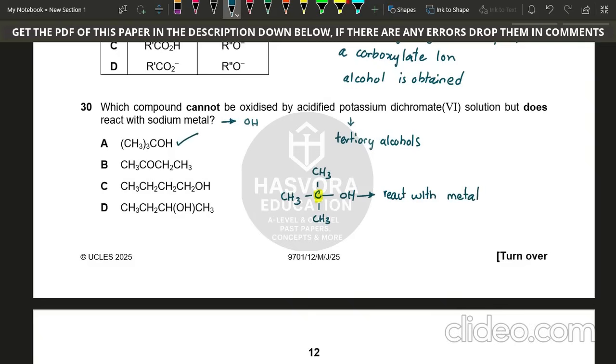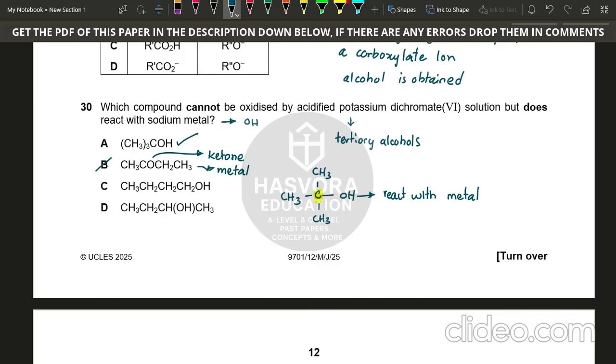Let's see the other ones as well. So the second one is actually CH3COCH2CH3. Now this cannot be oxidized because it is a ketone. But this can also not react with your sodium metal because this does not have an OH group. So this is not your answer.